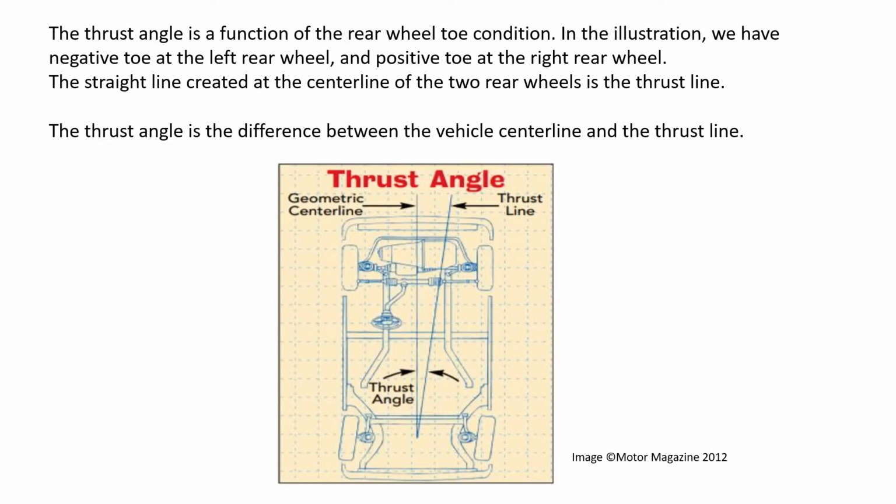Thrust angle is a function of the rear wheel toe condition. In the illustration, we have negative toe at the left rear wheel and positive toe at the right rear wheel. The straight line that's created at the center line of the two rear wheels is the thrust line. The thrust angle is the difference between the vehicle center line and the thrust line.